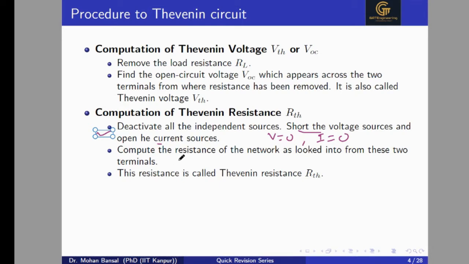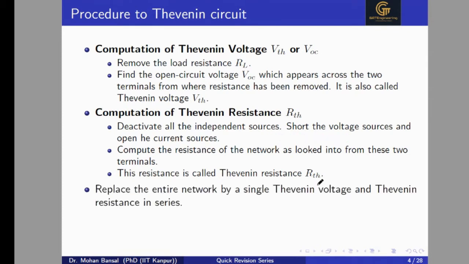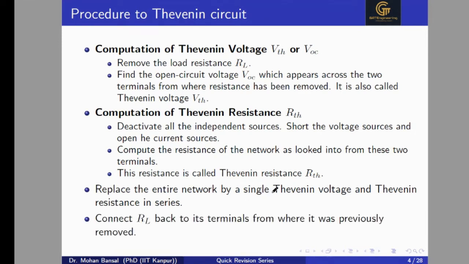And we'll compute the resistance of the network as looked at from these two terminals, from the load terminal. This resistance is called Thevenin's resistance. And we'll replace the entire network with VTH and RTH, and connect the load resistance across the terminals. This is the full procedure for computing the Thevenin equivalent when we have only independent sources, meaning there is no dependent source.